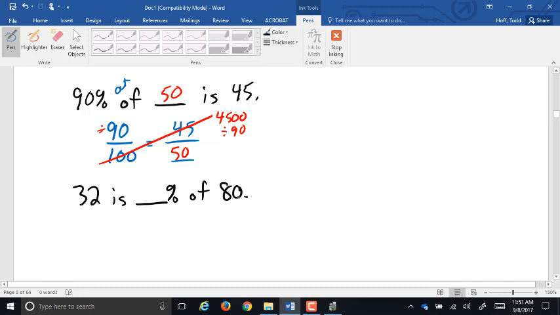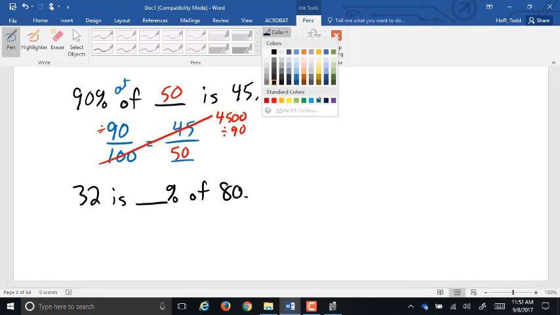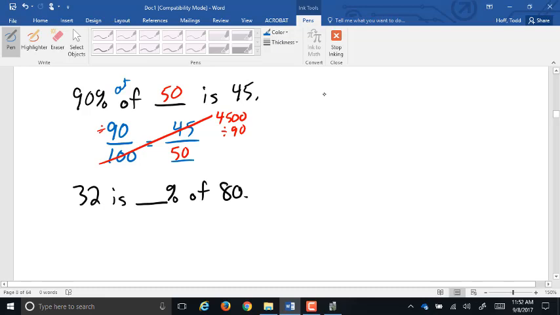So we have something like this. 32 is blank percent of 80. Well, I told you to always start with the percent. However, here we don't have the percent. We're just going to put blank over 100, or x over 100. On the other side, we have the 32 and the 80. Which one goes on top? 32 over the 80. Yep, 100 times 32 is 3,200. So 40, you got it. So it's 40%.